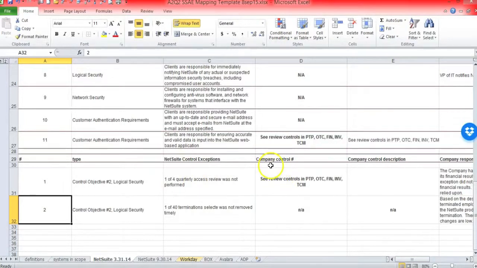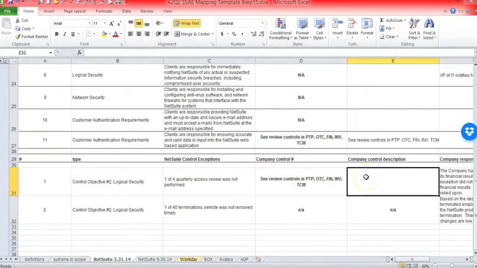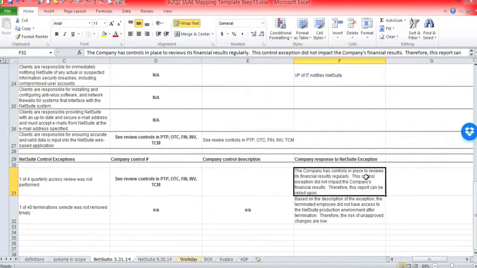And then it says, what controls do we have as a company to ensure that this doesn't impact us and that we can still rely on this? And in this case, I'm saying there are various review controls in the procure to pay, in the order to cash, the financial close, the inventory, and the treasury cycle that would have caught this. And we also have to put the company control descriptions, but there's a response to it. How does this impact us?